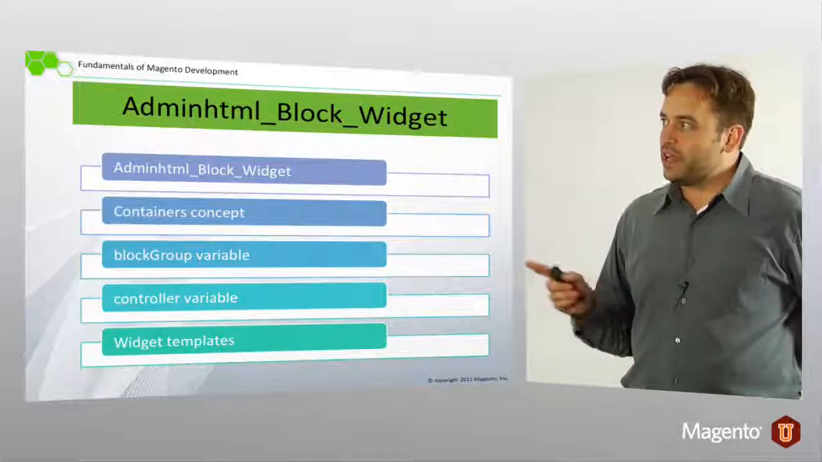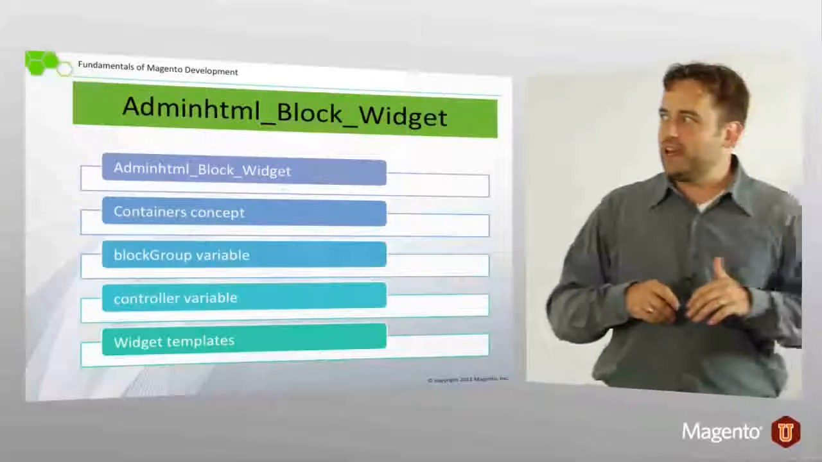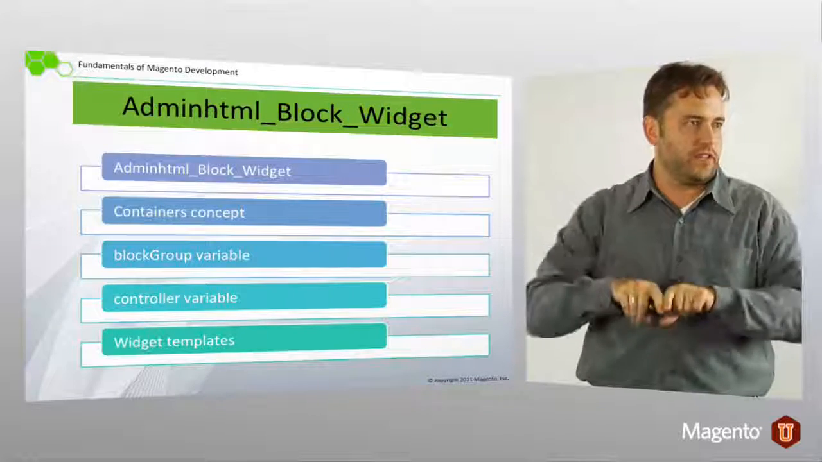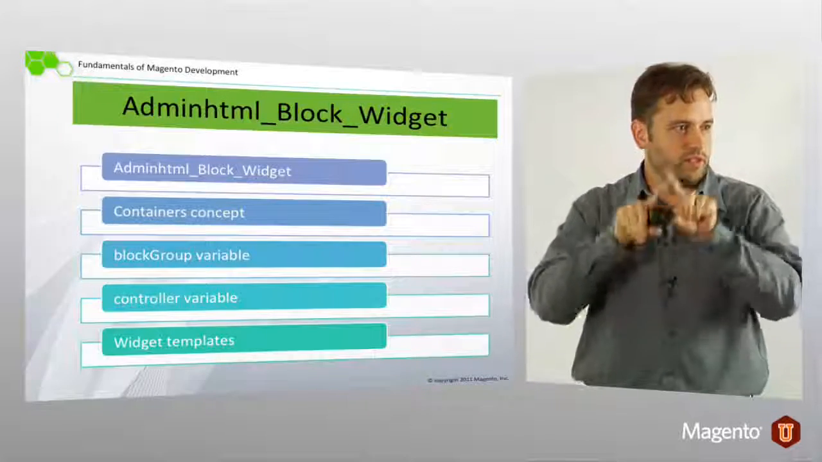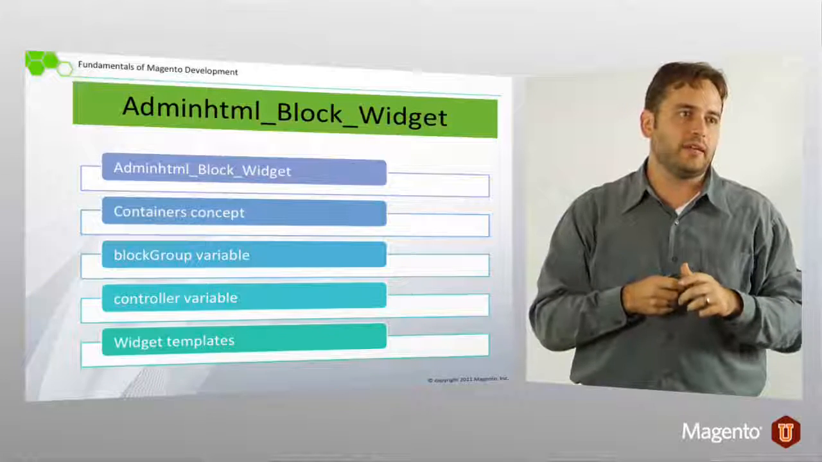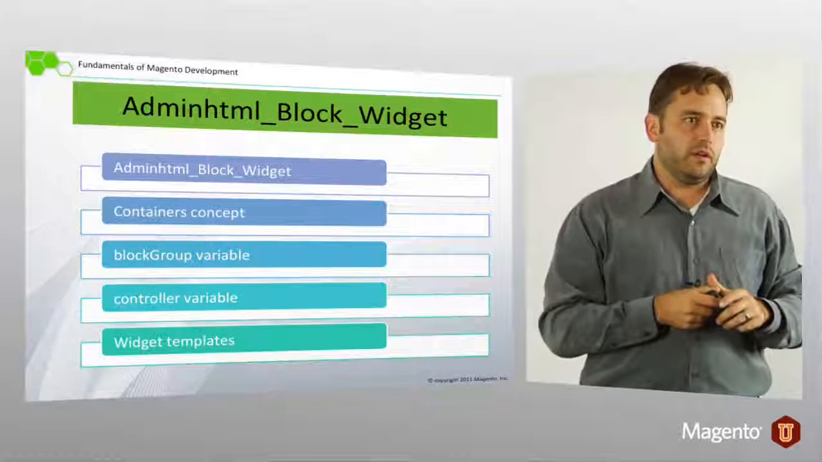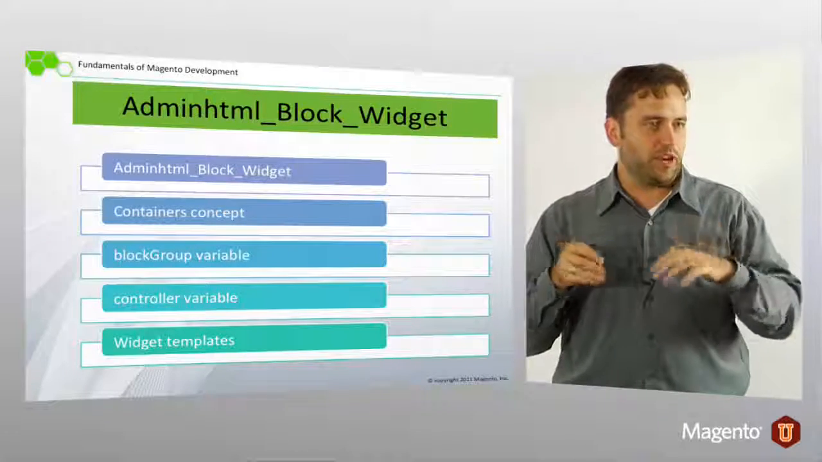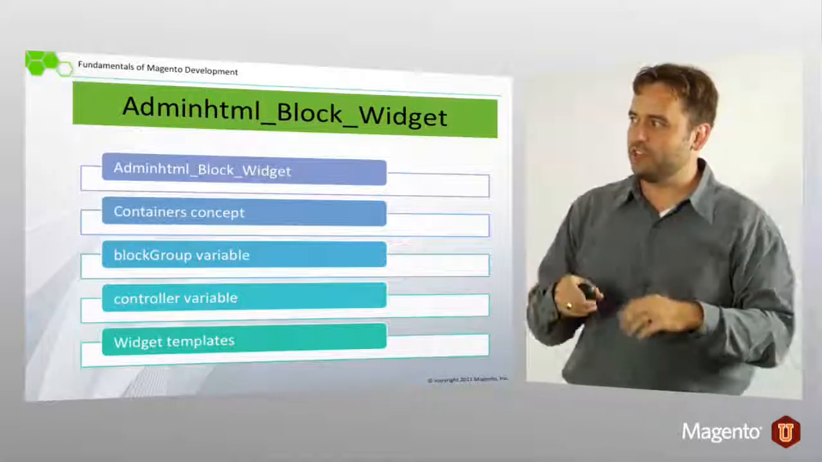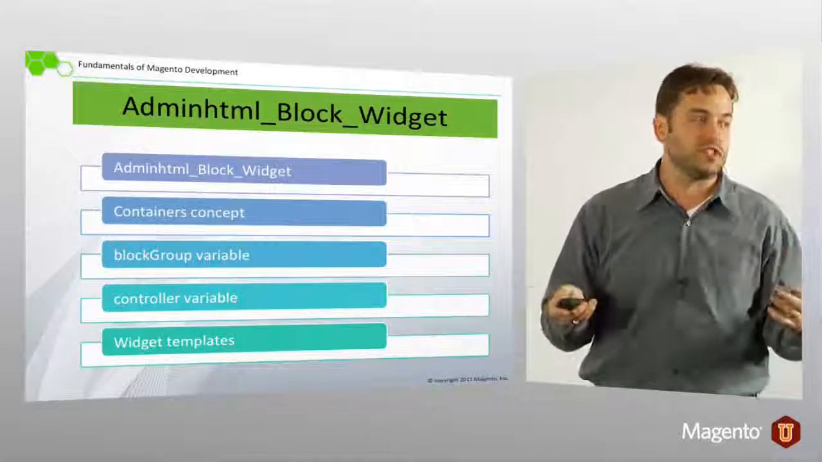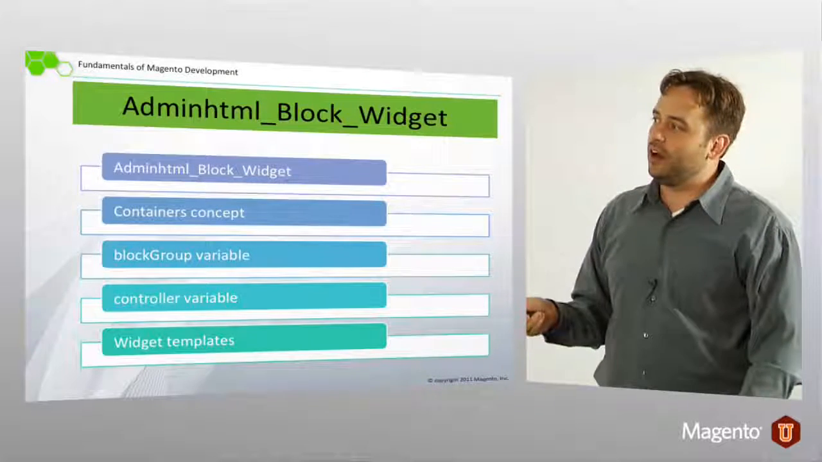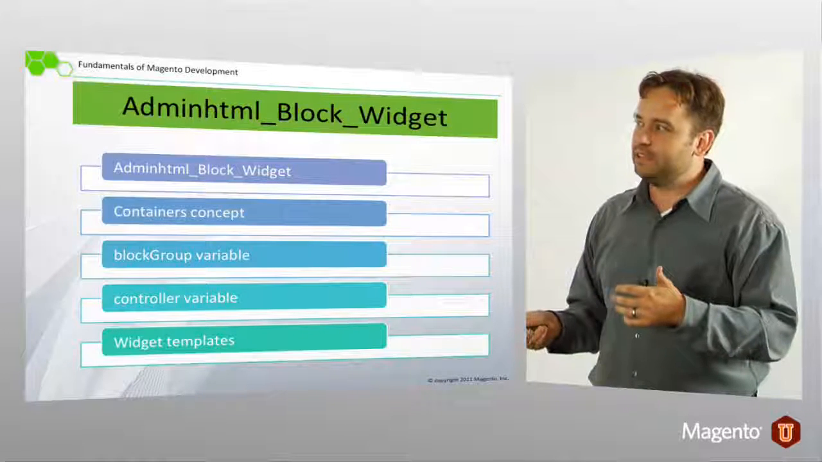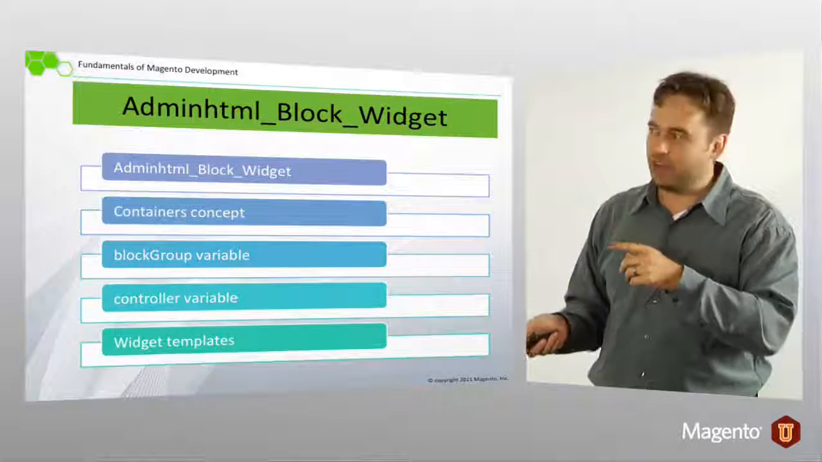So the big thing to get in your mind is that the admin pages are all just containers, and then containers for containers, and containers for containers. And we're dealing with, in a similar way as with the front end with blocks, these containers that contain each other. And in order to use this system, we have to define a block group variable, and we'll look at these other items here in just a moment.